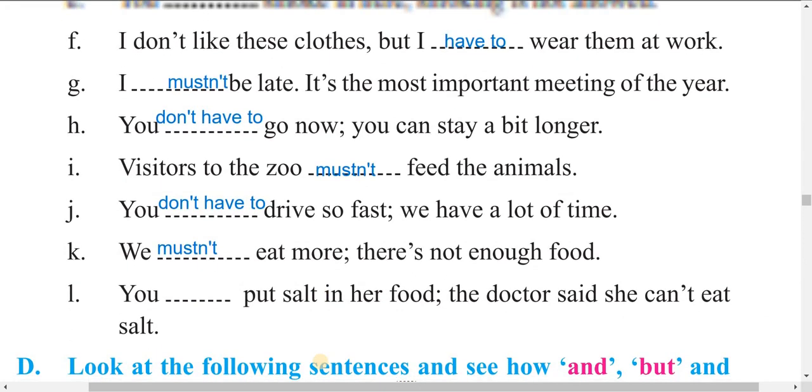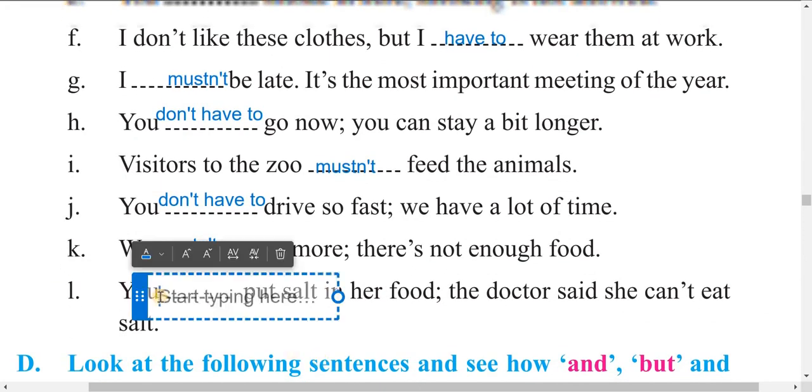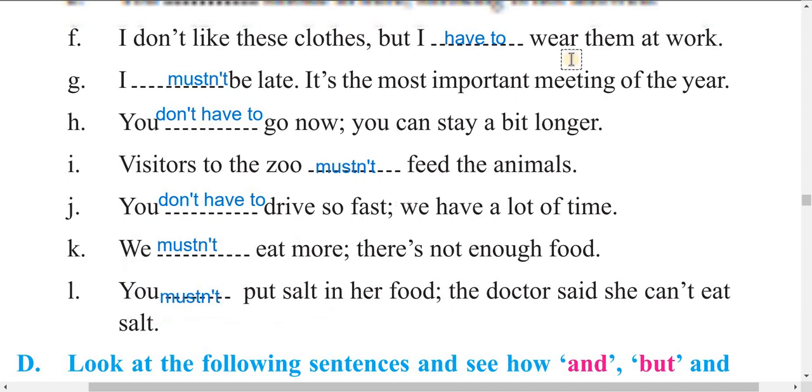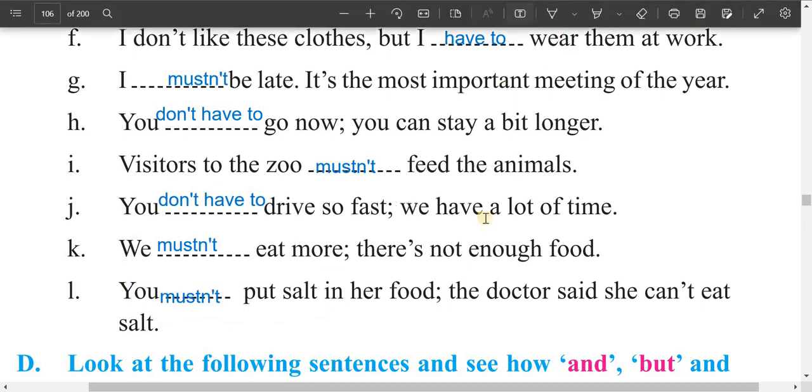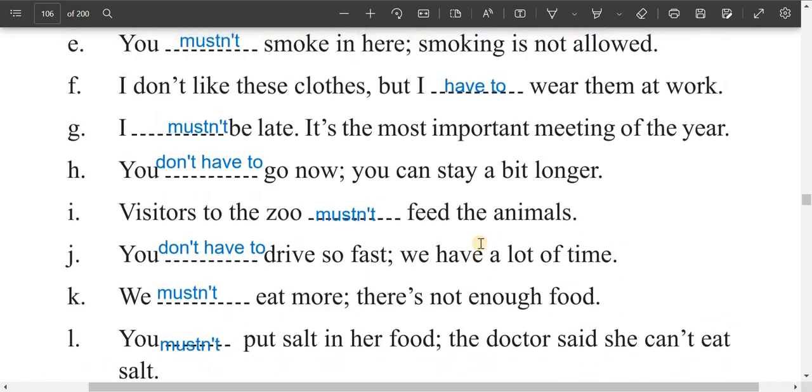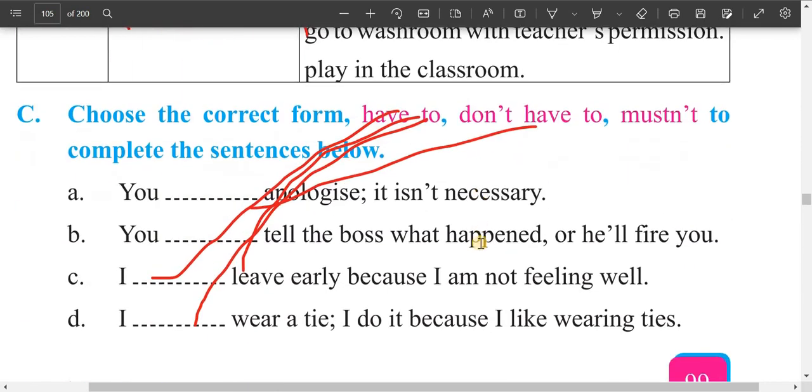Next one, put salt in food. You mustn't put salt in her food. The doctor said she can't eat salt. Now the students, let's do the next exercise.